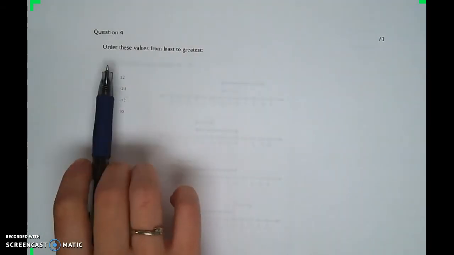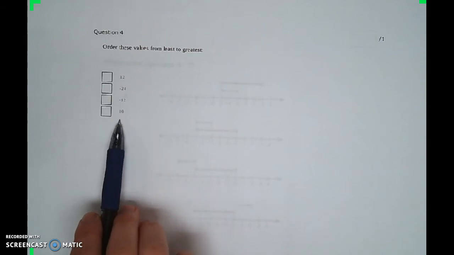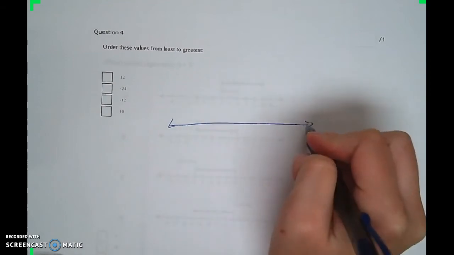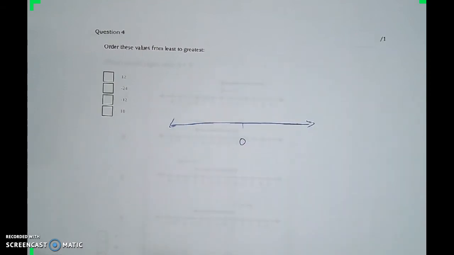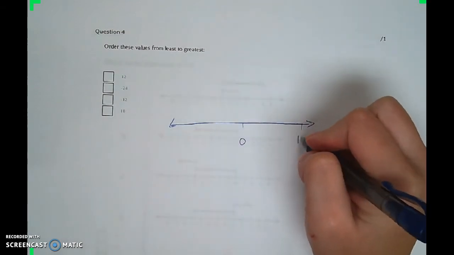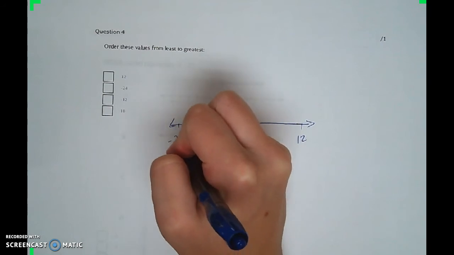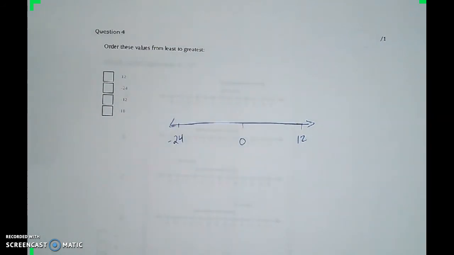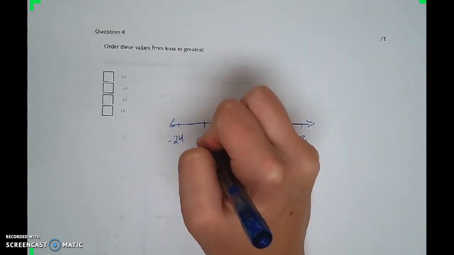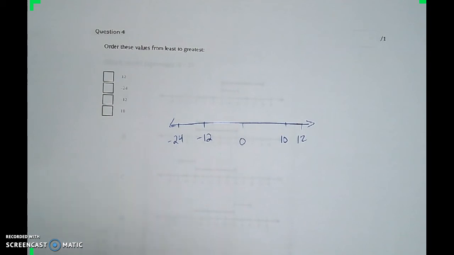Now here it says write these values in order from least to greatest, but notice, unlike the other one we did, this does not have absolute value bars. So what I would recommend doing is placing these on a number line. We have 0 in the middle. So 12 is going to be on the right of 0. Then we have negative 24, which is going to be on the left of 0 because it's negative. Negative 12 will be in between negative 24 and 0. And then we have 10, which will be right about there.